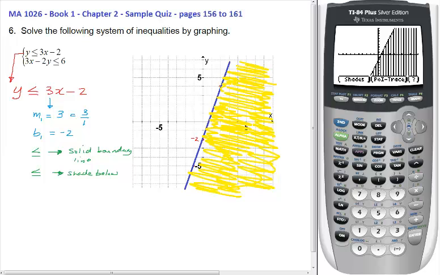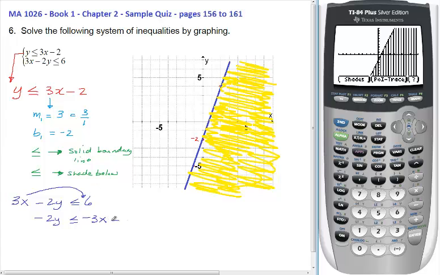So let's go back over here. Let's take our second equation. Now we've got a bit of extra work to do with the second equation. Why is that? Well, let's have a look. We got 3x minus 2y is less than or equal to 6. Okay? Now, that's not in y equals mx plus b form, so we have to do that. So we're going to take 3x to the other side, right? In other words, I'm going to subtract 3x from both sides. So it becomes negative when you move it over like that. Now I divide each term by -2.